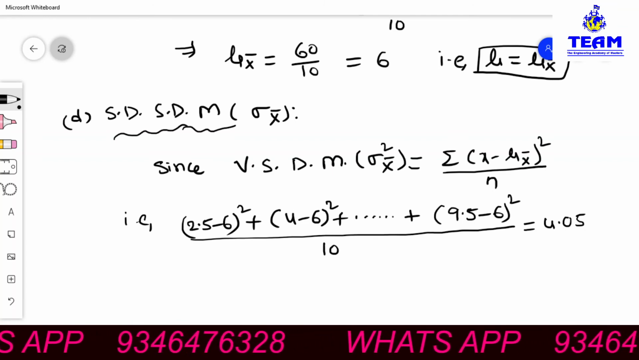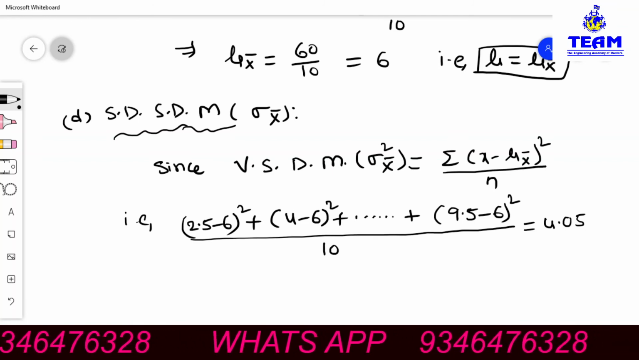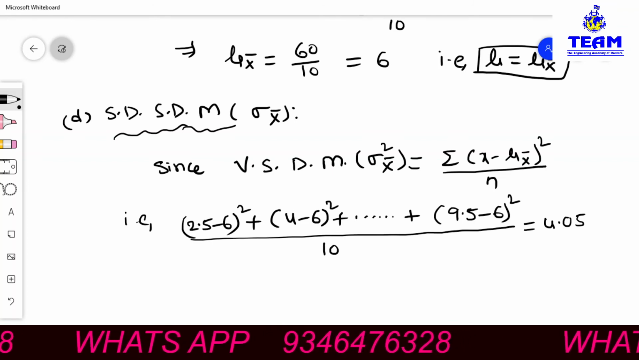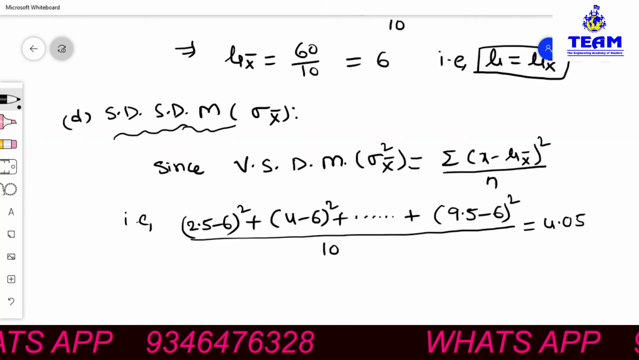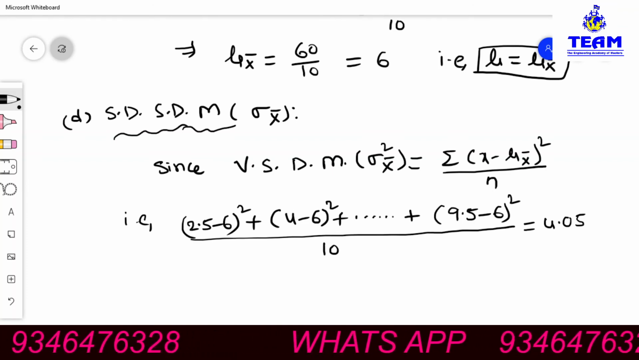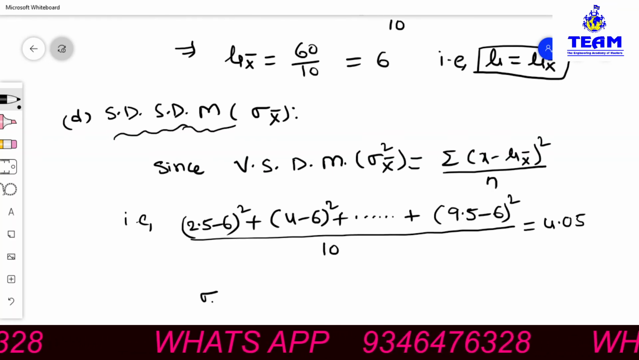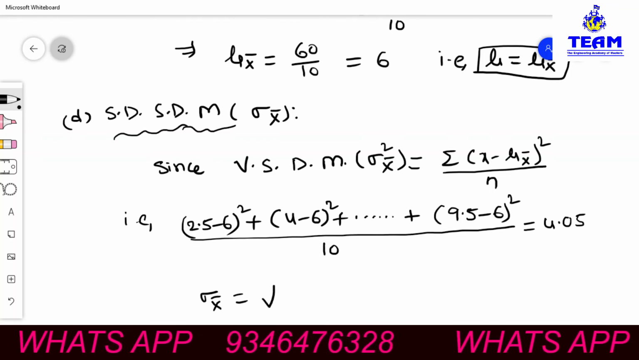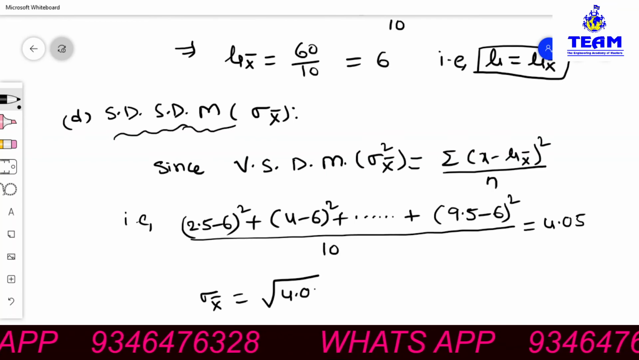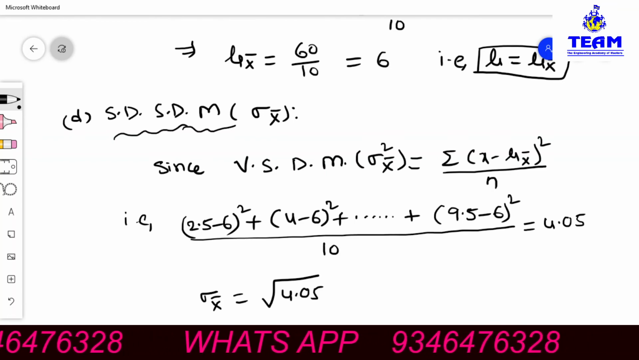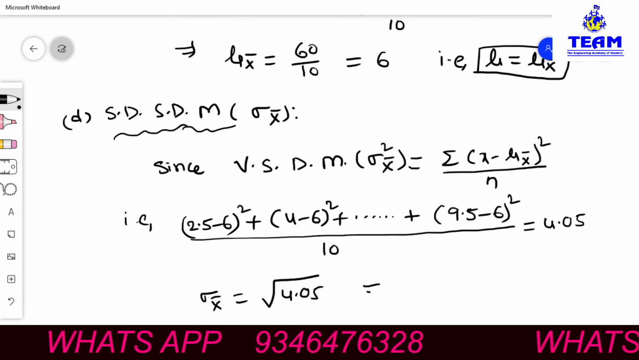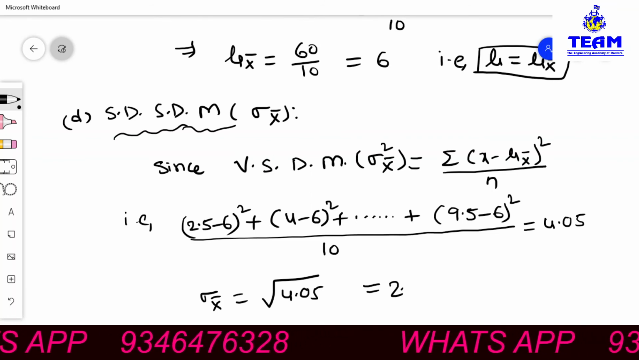But we need the standard deviation of this sampling distribution. So we can take its square root, that is the square root of 4.05, which equals 2.01.